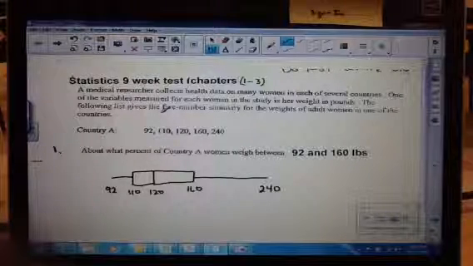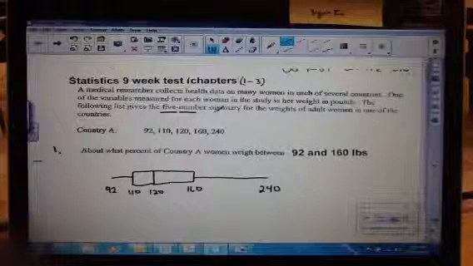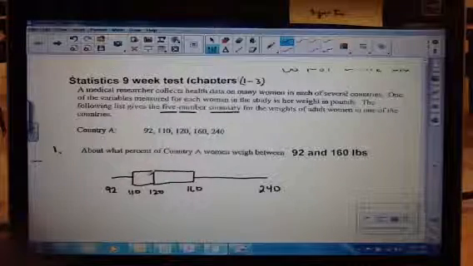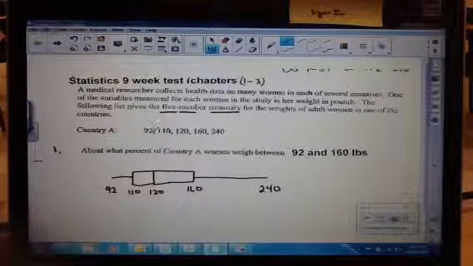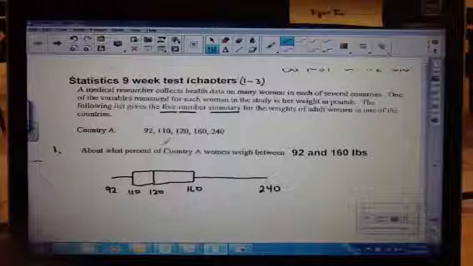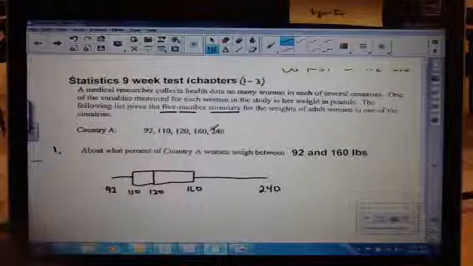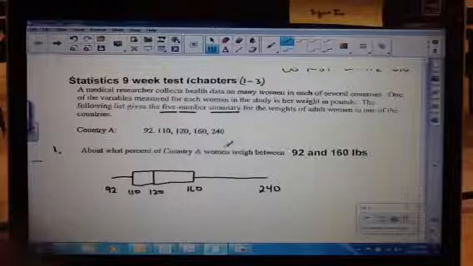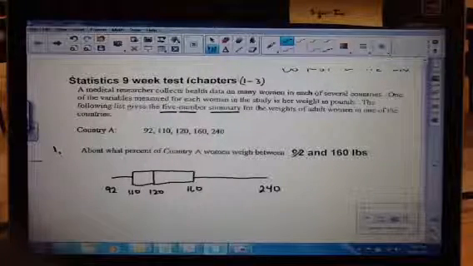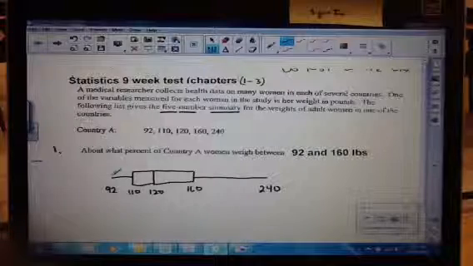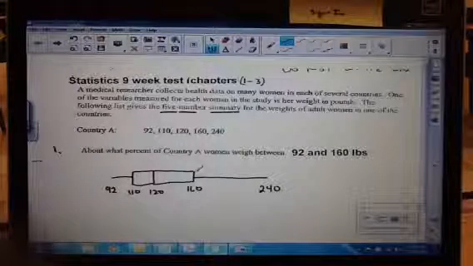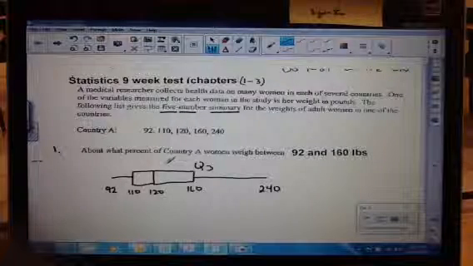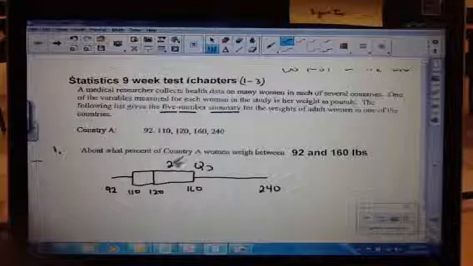If presented with a 5-number summary, you can build a box plot with those 5 numbers, 92 being the minimum, 110 is Q1, etc. So they want to know what percent of women weigh between 92 and 160. Well, 92 is the minimum, and 160 is Q3. So that should be 75%.